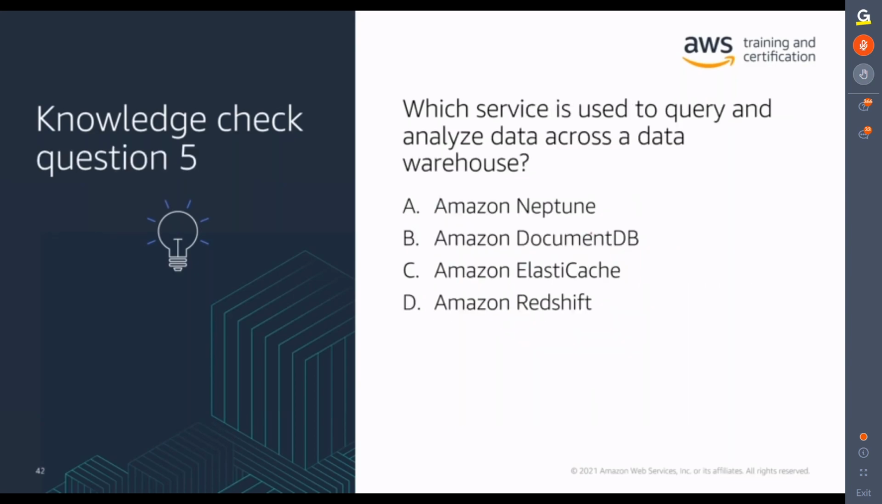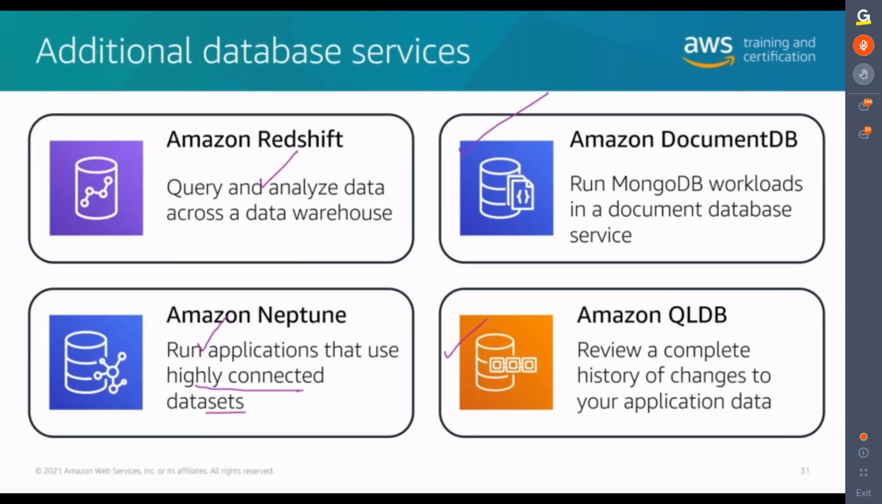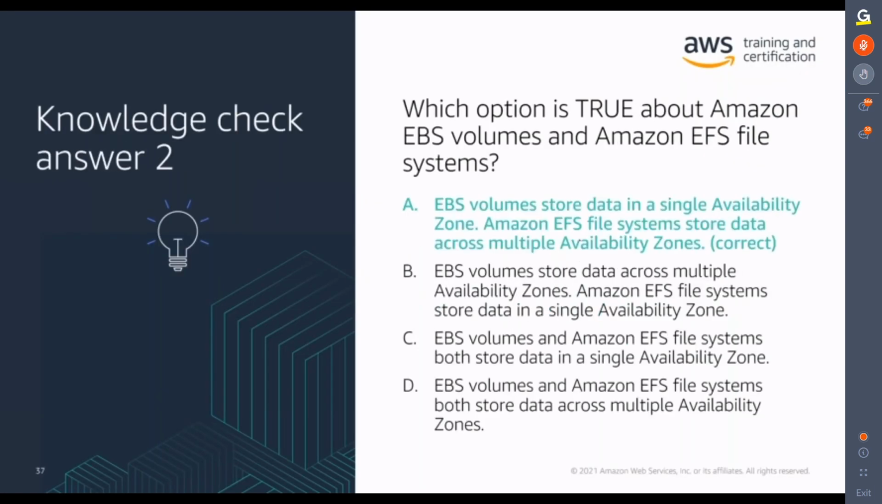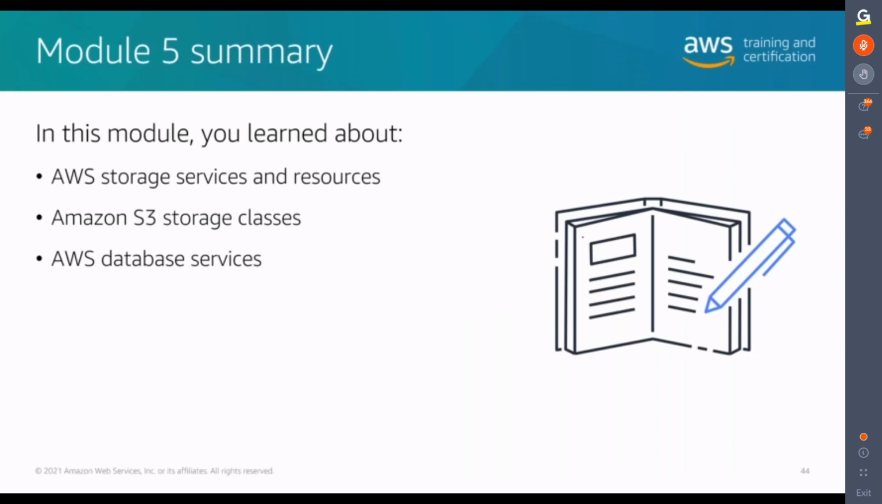Which service is used to query and analyze data across a data warehouse? I very briefly mentioned it. Which one of those is a data warehouse service? All right. Yeah, a few people remember. I'll go back. All right, now everybody remembers. Right now you got it right there on the screen. Data warehouse is Redshift. Okay, good. So the answer for that one was Redshift. I'll see if I get back to the right slide. There we go. Choice D, or Redshift. All right, well done. So that was it for Module 5.